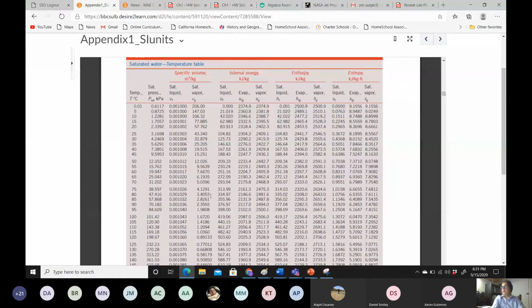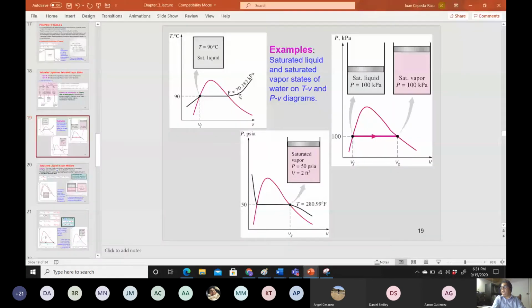There are all these other properties. There's saturated vapor, which is this other part, right where it crosses on the right-hand side. The specific volume there is going to be much larger, or the density much less, because that's the point where it's turning into vapor. And there's that pressure, 70.183 kilopascal.